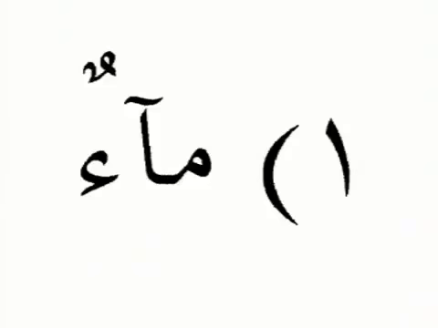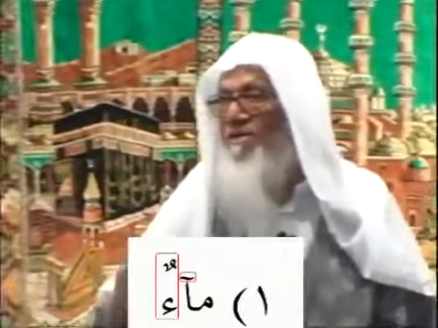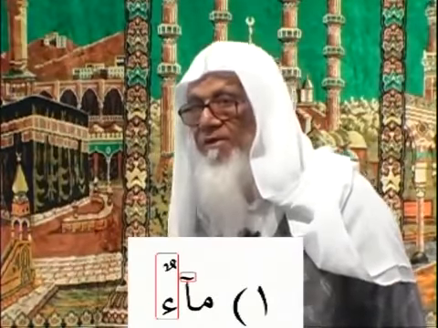But in the Quranic Arabic, there are certain situations where these fatha, alif, waw, and ya receive extra lengthening. And this extra lengthening is shown by this sign. When do the long vowels receive extra lengthening? Two things. Number one, when they are followed by a Hamza.